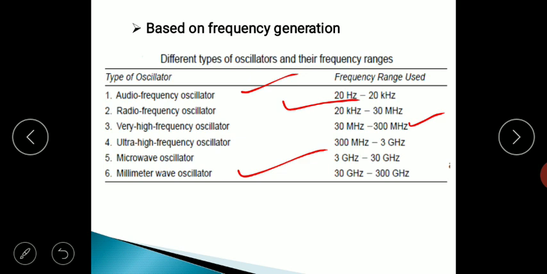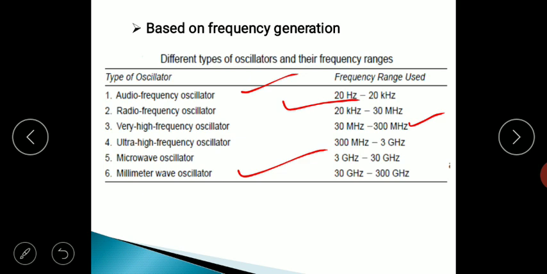Right? So this is how, based on the frequency generated by the oscillator, we can classify the oscillator into 6 different types. That is audio frequency oscillator, radio frequency oscillator, very high frequency oscillator, ultra high frequency oscillator, microwave oscillator, and millimeter wave oscillator. So this is how we can classify the oscillators into different categories.